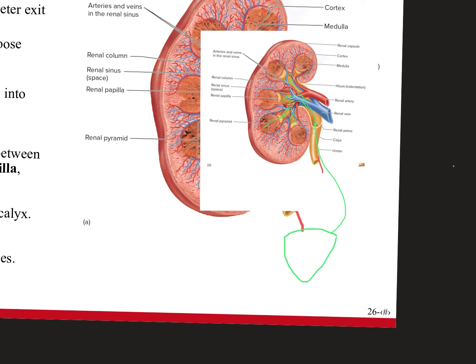Okay. And there's two, right? There's one that comes from the left too. Okay. And once the urine is in the urinary bladder, it's going to leave the body through what? Urethra. Through the urethra. Okay. Don't confuse your ureters and your urethras.